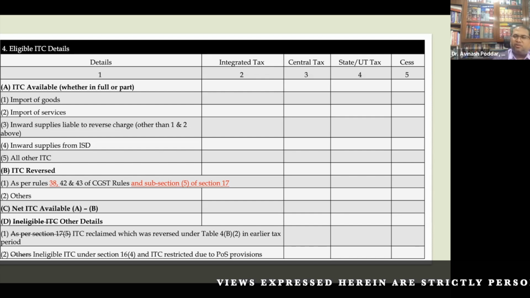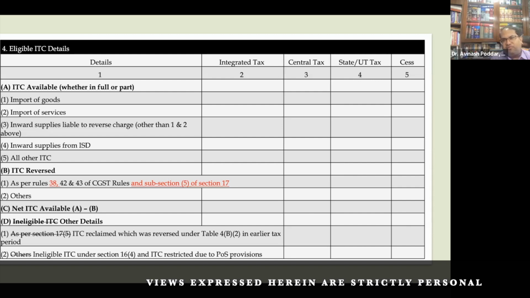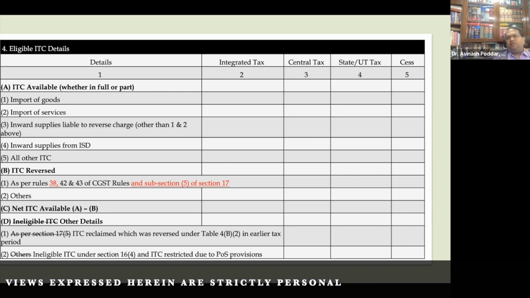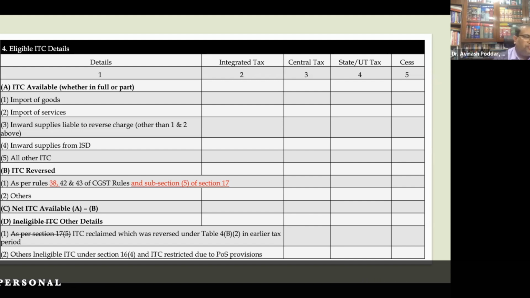जो आपने तब रिवर्सल की थी और अभी आप रिक्लेम कर रहे हैं. So that needs to be shown in 4A5 and 4D1. And then ineligible credits, maybe with respect to 16(4) or maybe with respect to the place of supply provisions or any other reasons, that needs to be shown in 4D2. So this is how the calculations will be done so far as GSTR-3B is concerned.